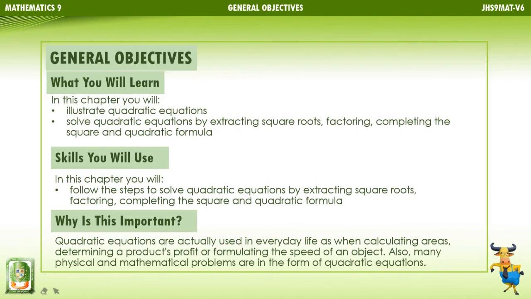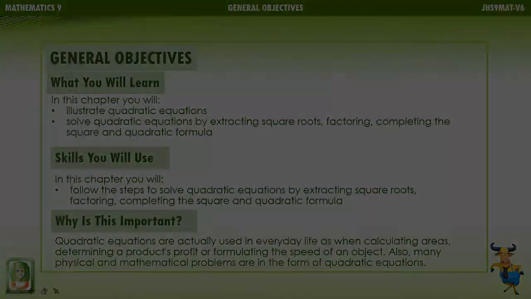Why is this important? Quadratic equations are actually used in everyday life, as when calculating areas, determining a product's profit, or formulating the speed of an object. Also, many physical and mathematical problems are in the form of quadratic equations.